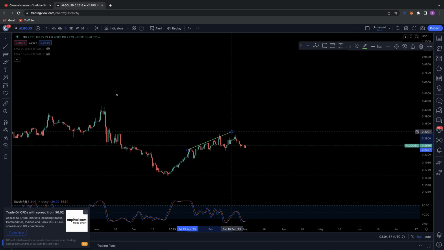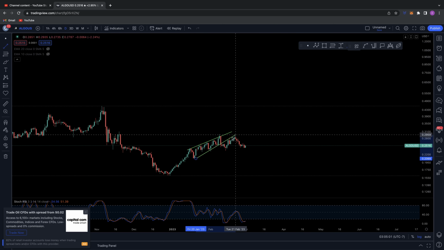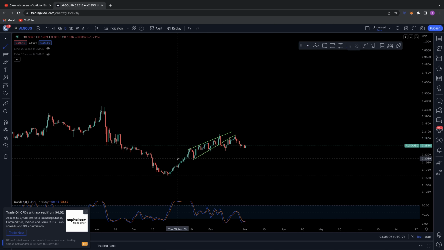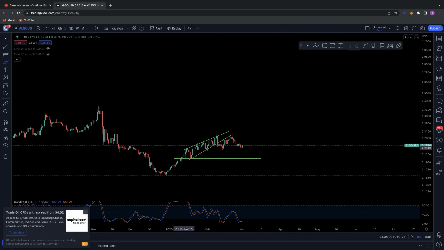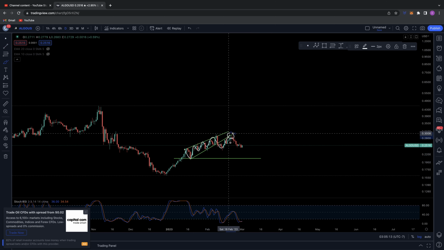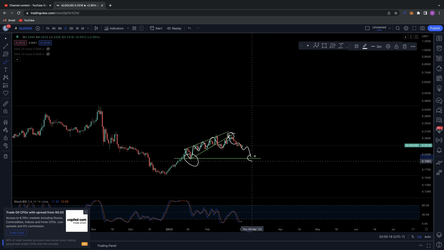Because on the daily we had this rising channel that we lost support of, and we confirmed it as resistance. And I said what tends to happen is when you start losing this channel of support and confirming it as resistance, you tend to retrace back down towards where you formed that channel, and that sits right at that 20 cent mark, 20.5.